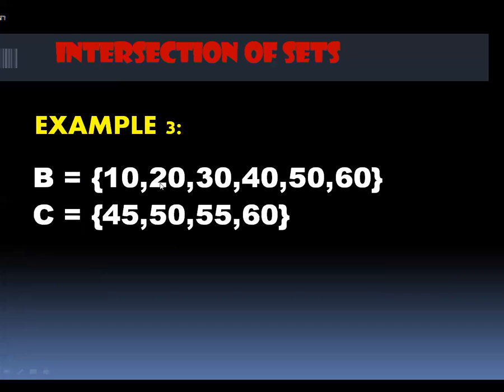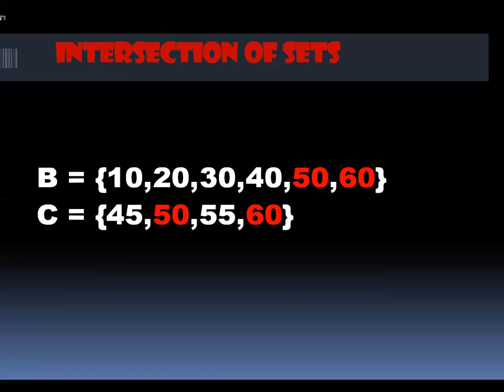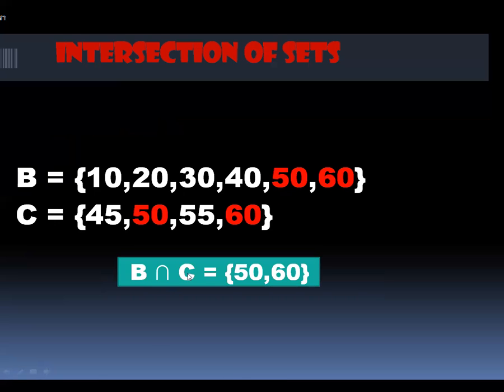Set B is equal to 10, 20, 30, 40, 50, 60. Set C is equal to 45, 50, 55, 60. So what are the elements common to sets B and C? Observe the given sets. What do you think are the elements common to sets B and C? Sets B and C both have the elements 50 and 60. So the intersection of sets B and C is equal to 50, 60. You're just going to write in the intersection of sets the elements common to the two sets.